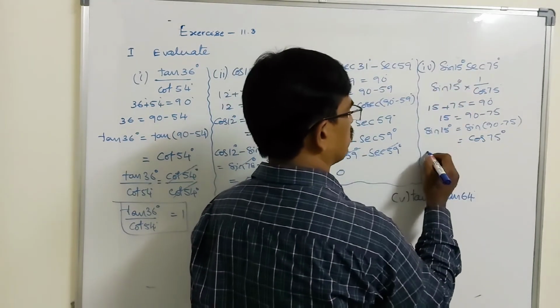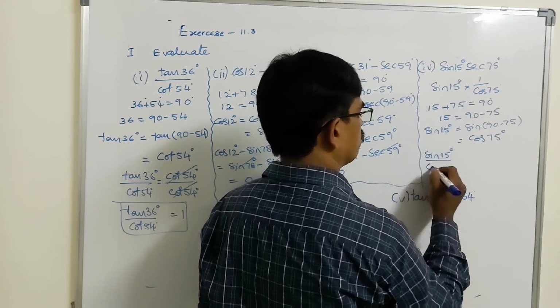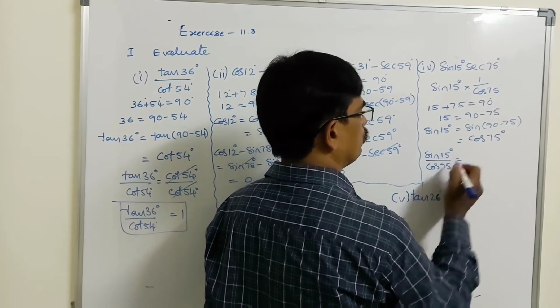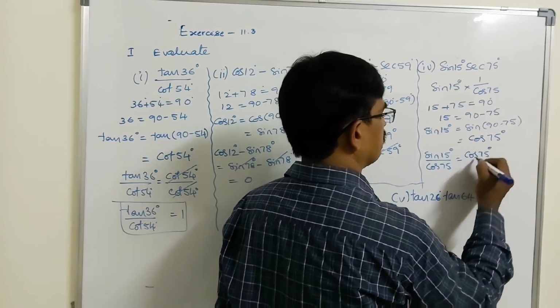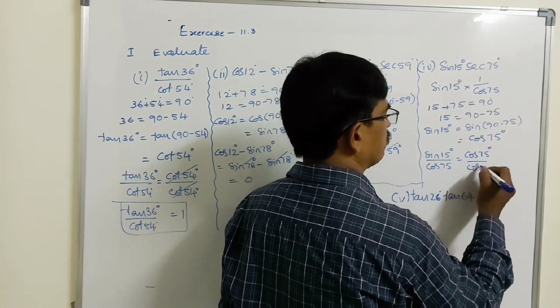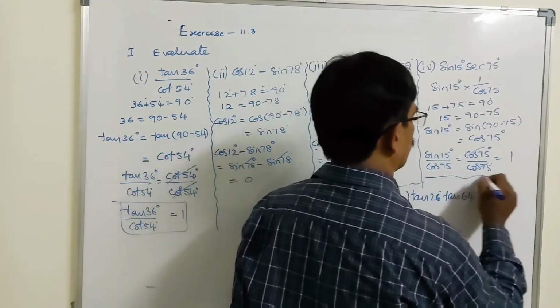Now write the given question. Sine 15 degrees by cos 75 degrees is equal to, sine 15 is replaced by cos 75 degrees, by cos 75 degrees. Both are cancelled out, then the answer is 1.